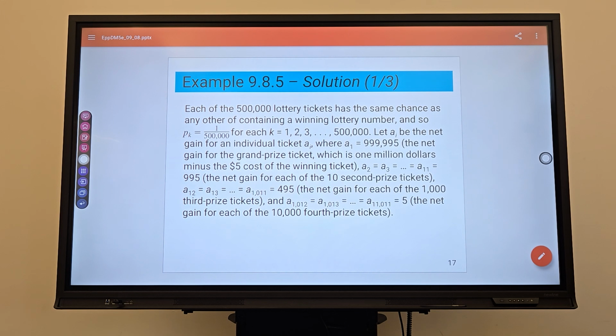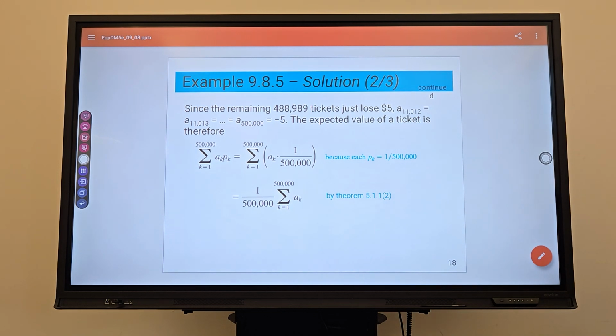A2 through A11 would be 995, the net gain for each of the 10 second prize tickets. A12 through A1011 is 495, the net gain for each of the 1,000 third prize tickets. And A1012 through A11,011 equals 5, the net gain for each of the 10,000 fourth prize tickets. Since the remaining 488,989 tickets just lose $5, the remaining A's equal -5.